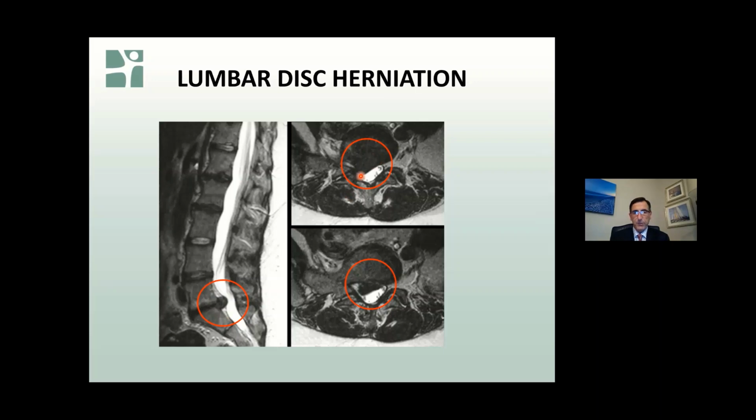And then this is a cross-sectional view, which again is showing that on the right side, you have this large disc squeezing the nerves, pushing the nerves somewhere up into there. On the left side, the nerve is free and happy. So that would be a very typical lumbar disc herniation.